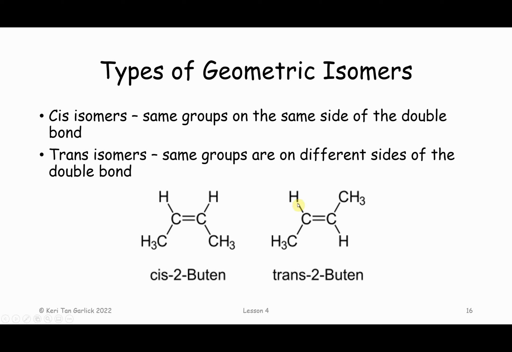Trans, on the other hand, is on opposite sides of the double bond. So the hydrogens you can see on the opposite sides. The way I like to remember it is that you transfer to the other side. And those are your geometric isomers.